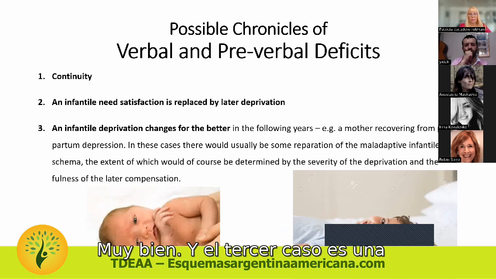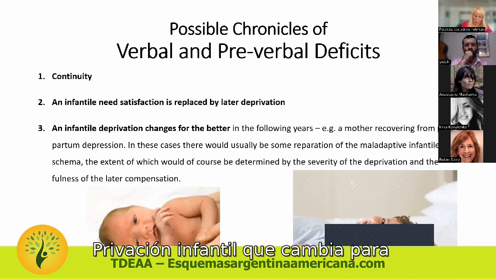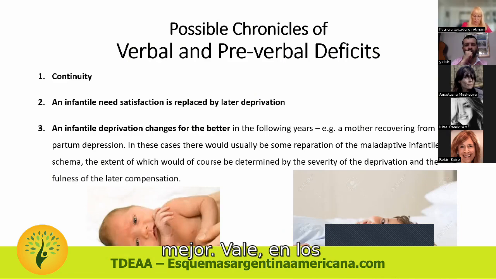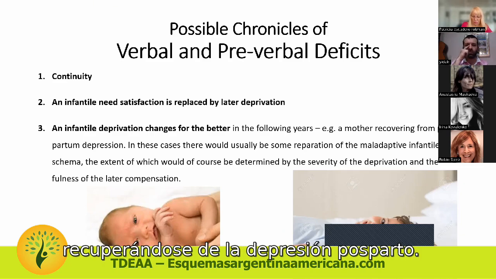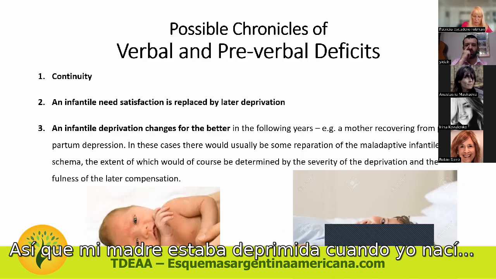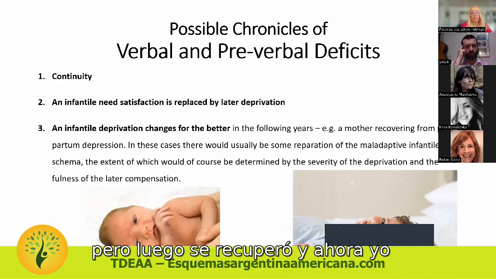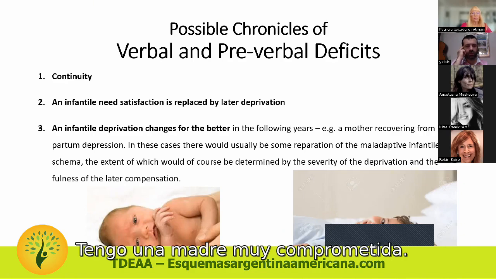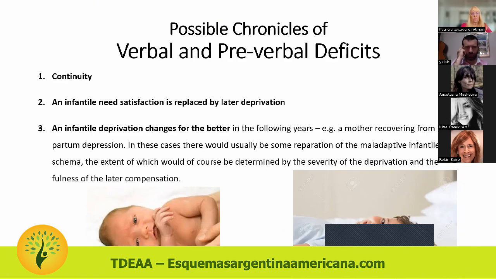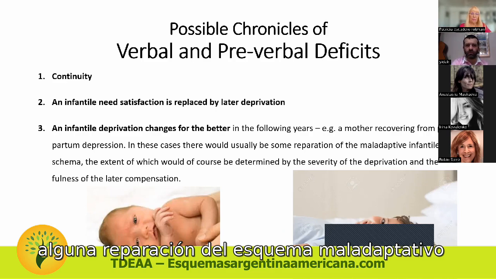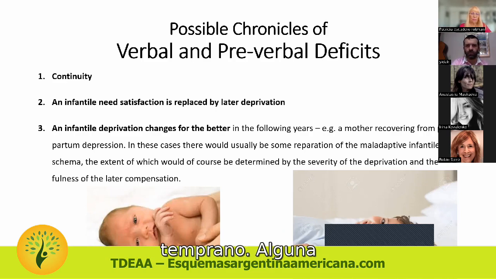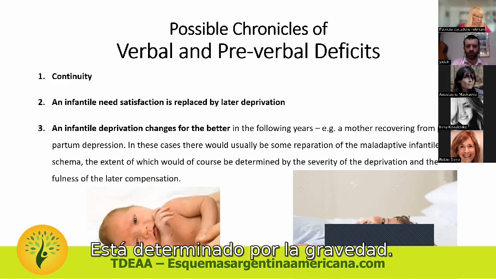All right. And the third case is an infantile deprivation that changes for the better, okay, in the following years. For example, a mother recovering from postpartum depression. So my mother was depressed when I was born, but then she recovered, and now I have a very engaged mother. In these cases, there would usually be some reparation of the maladaptive infantile schema, okay, some compensation, but we don't know the extent, okay?